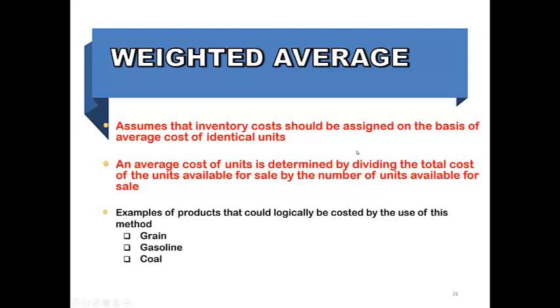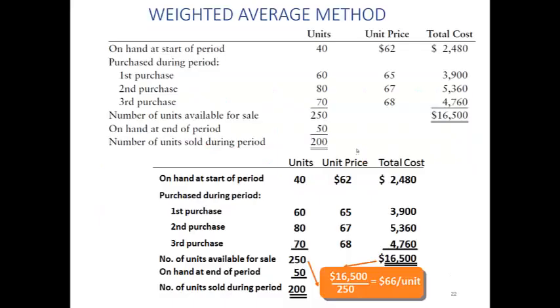Okay, and then the next system is called weighted average. With weighted average, we just get an average cost of all our units. So we'll just assign one average cost to each unit. And this usually is used by companies that sell products in volume, like grain, gasoline, or coal.